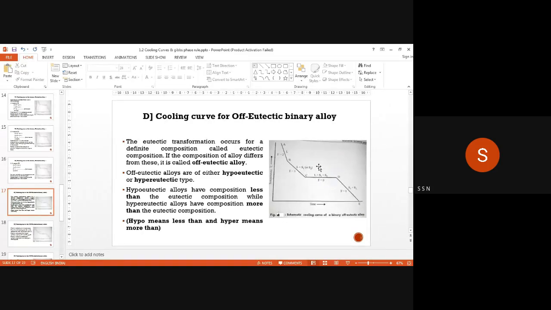Liquid plus one solid. That solid may be S1 or S2, because in the alloy, two different metals are there. That's why there may be a possibility of generation of either one of the solids at B to C point, and degrees of freedom 1.